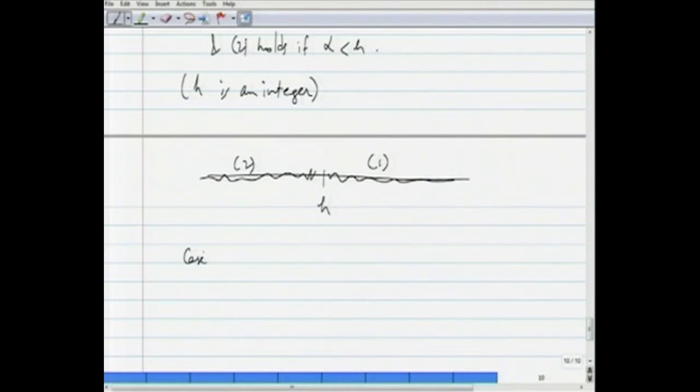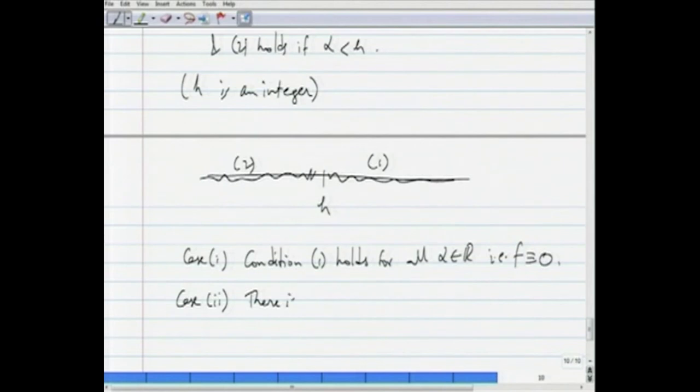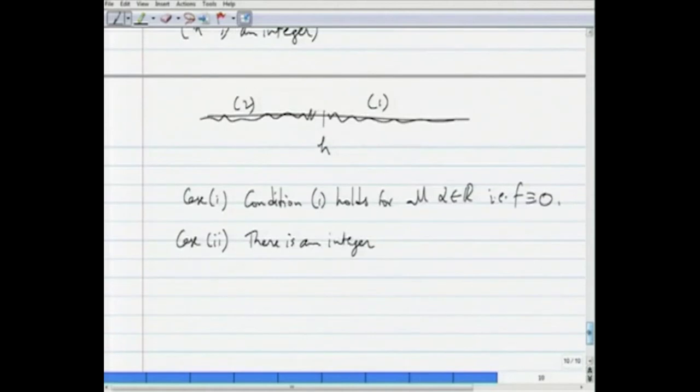Case 1: condition 1 holds for all alpha belonging to R, i.e., f is identically 0. That could be a case if f is analytic in a deleted neighborhood of A. The second case is that there is an integer, with the suppositions. So there is an integral divide.